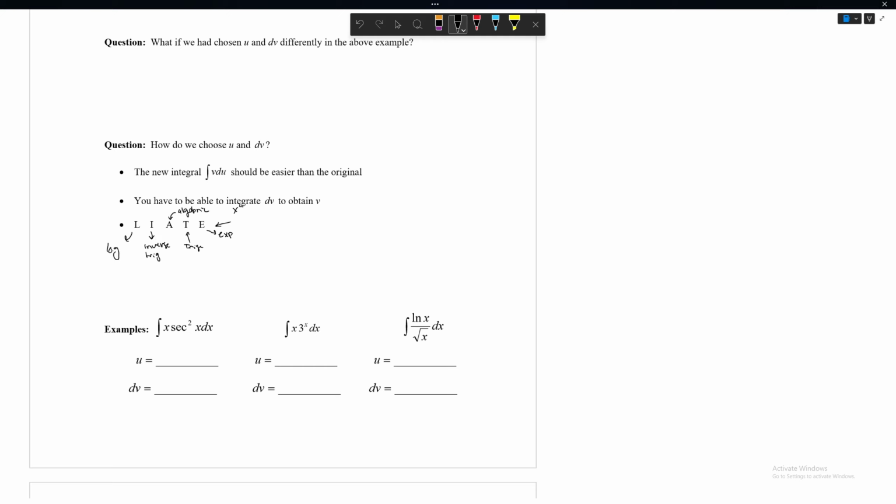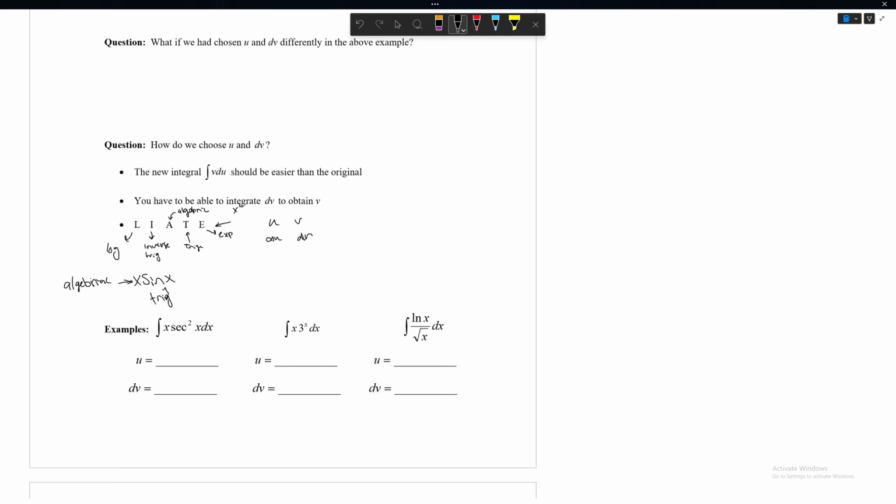Okay, now what does this word mean? What is this log, inverse, algebraic? What this says is which one gets the u. So you know how we have u, v, du, and dv? What this says is which one of these gets the u first. So in your function, you know how I had x sine x? This x is algebraic. And your sine x is trig, right?